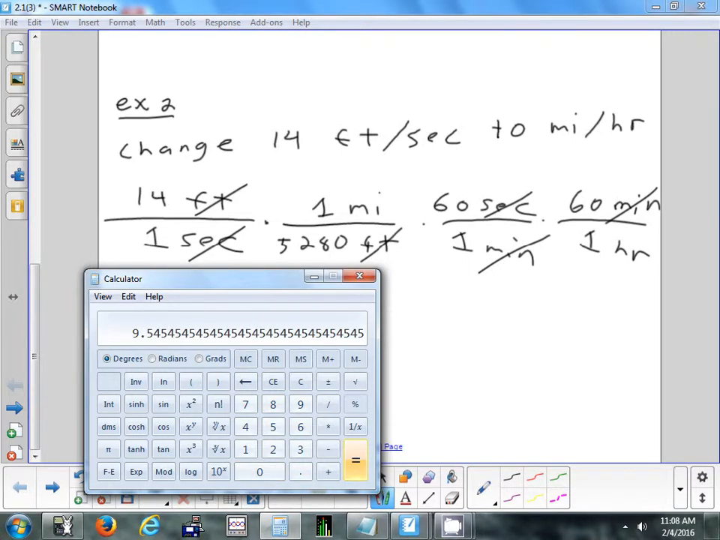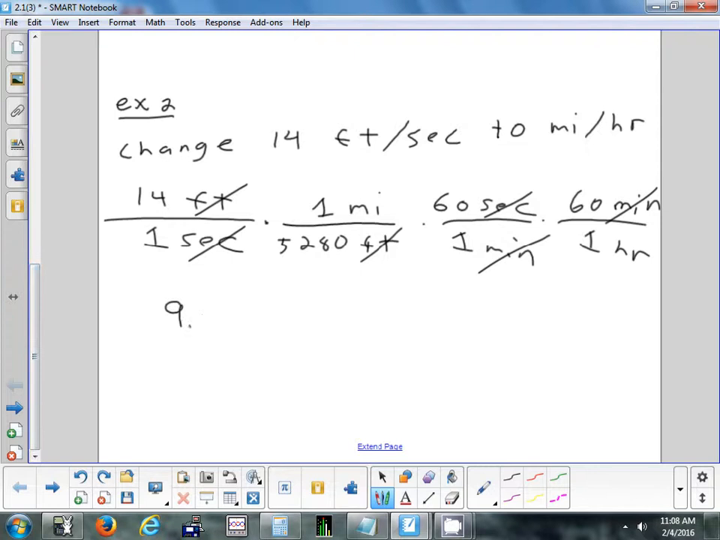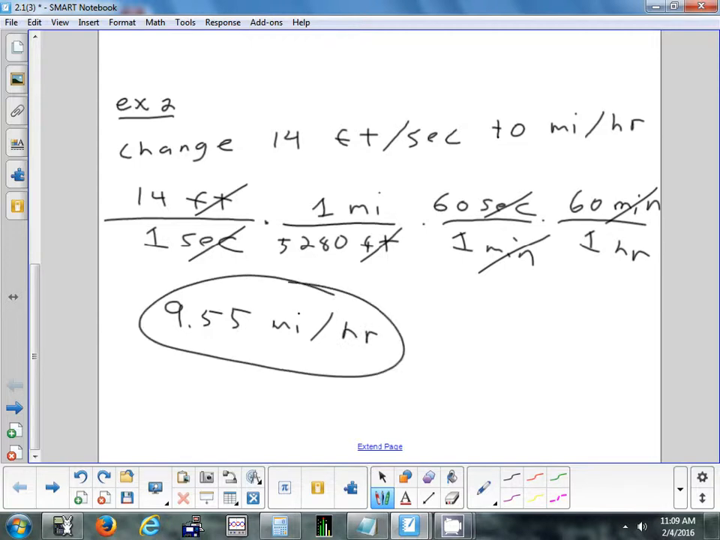So if we had an object going 14 feet per second, that's about 9.55 miles per hour. And you could put MPH, or you could just write miles per hour. Any question on that one? That one's a rate because it has 2 different units in it. It has a distance unit and it has a time unit.